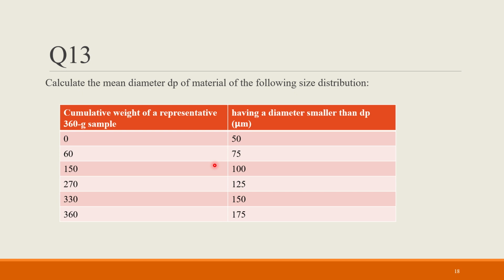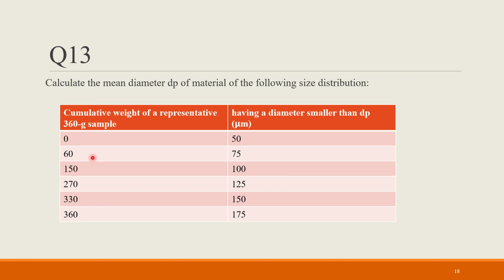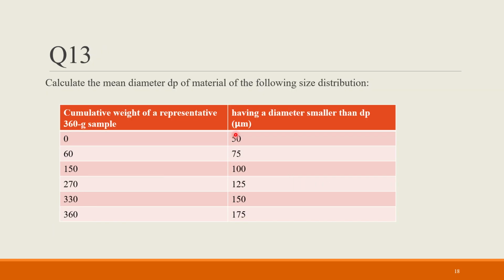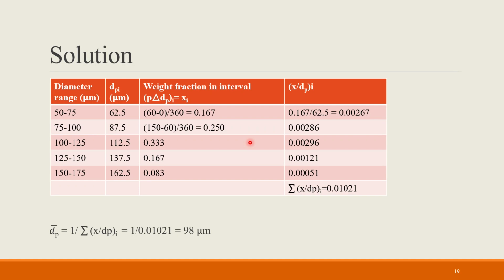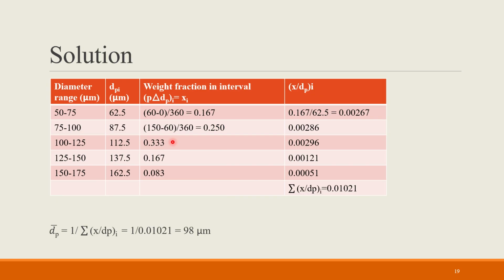So now we will see the solution to this problem. Here we have seen that 0, 60, 150 grams is the cumulative weight. Between 75 and 50, 60 gram particles are there, right? Between the diameter of 75 to 50 micrometer. So if we take 50 to 75 micrometers, there are 60 grams of particles.